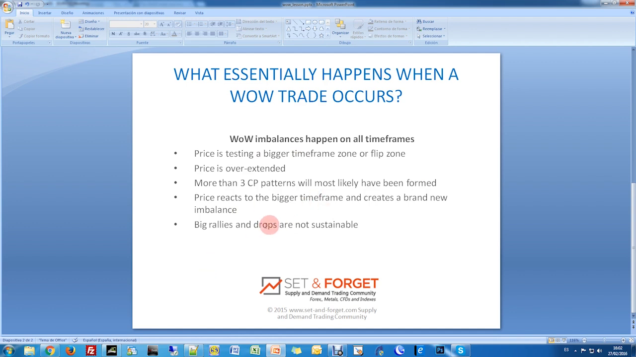One fact that we have to bear in mind is that big rallies and drops are not sustainable. At some point in time, price will start retracing, and that normally happens when these scenarios happen. Many traders and investors will start taking profits and will start having bigger retracements. So the WoW depicts these scenarios. Let's take a look at a couple of them so you can get the basics of the WoW.